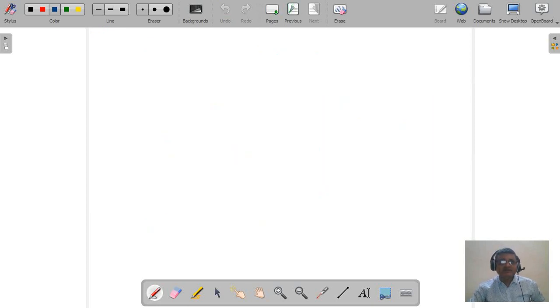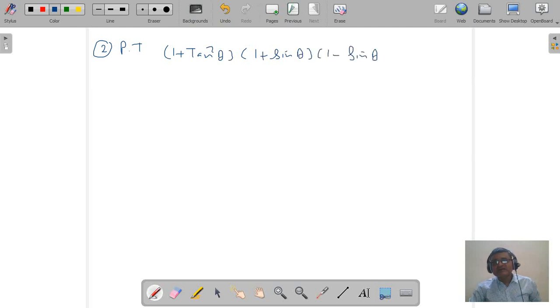Now we are moving to the next question. Prove that 1 plus tan square theta into 1 plus sine theta into 1 minus sine theta is equal to 1.